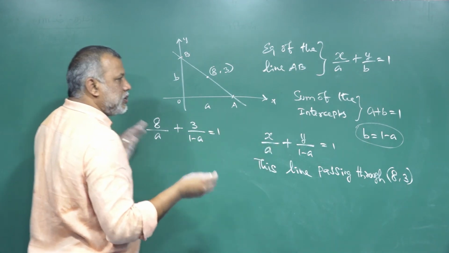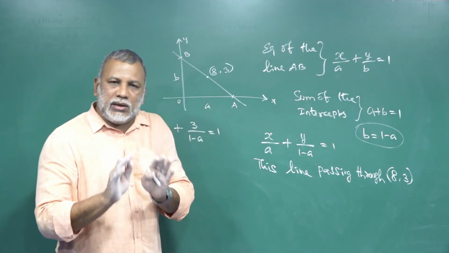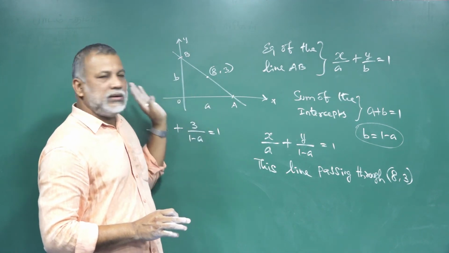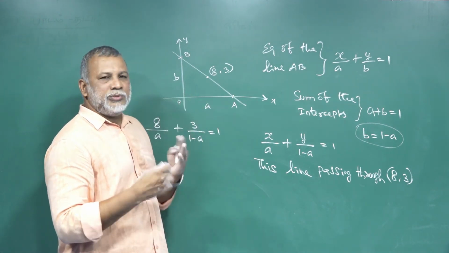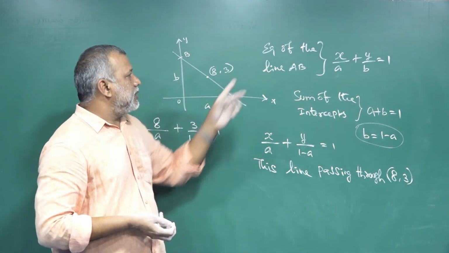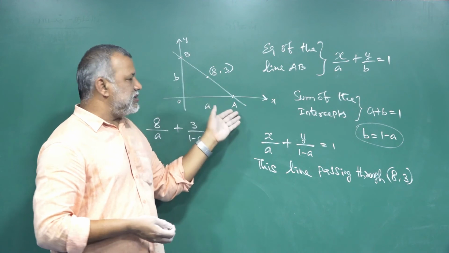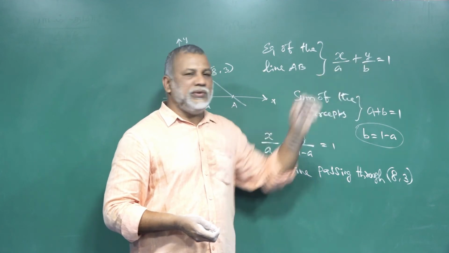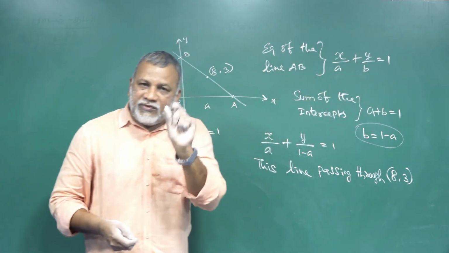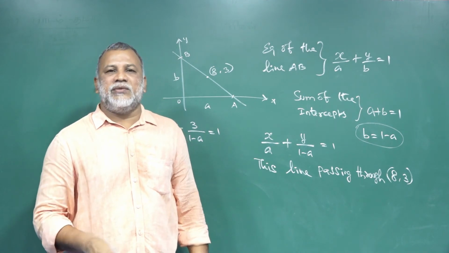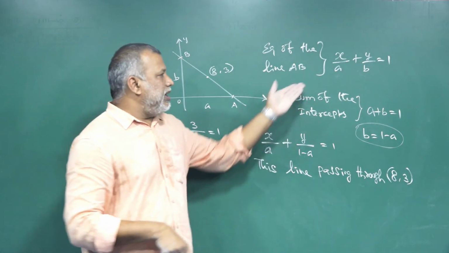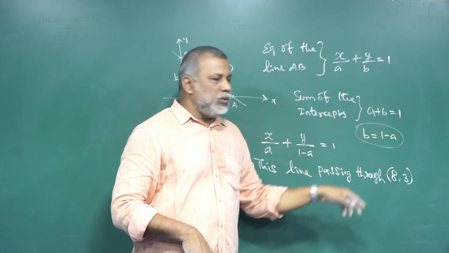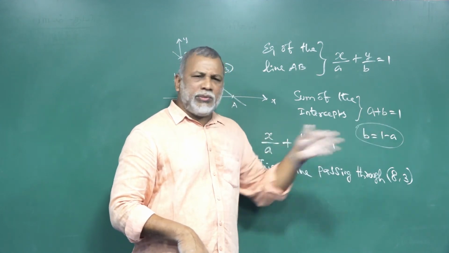Yes students, up to this level, just recall your concept. A straight line making intercepts on the x-axis as well as on the y-axis. This intercept A, this intercept B, we already used in your lower classes. See, this is the equation of the required line AB by using the intercept form, x by A plus y by B equal to 1. Here, one piece of data is given in your question itself: sum of the intercepts is 1. The meaning of sum of the intercepts is A plus B equal to 1. I can write it like this, B equal to 1 minus A, or you can write A equal to 1 minus B. That is also acceptable.